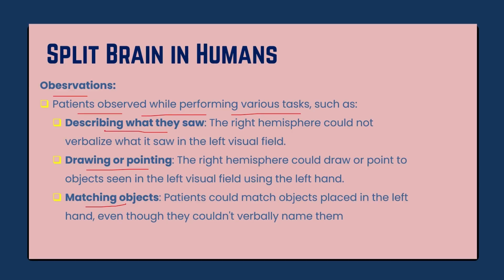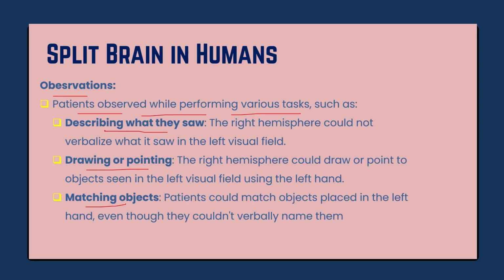Now, this was because the left hemisphere typically controls language, which we have already studied. When the stimulus was presented to the left visual field, or left side of the dot, and seen by the left eye, which is controlled by the right hemisphere, the patients were not able to tell what they saw, but they could easily touch and identify or draw what they saw with their left hand.